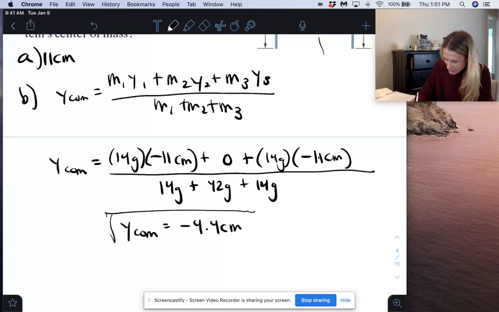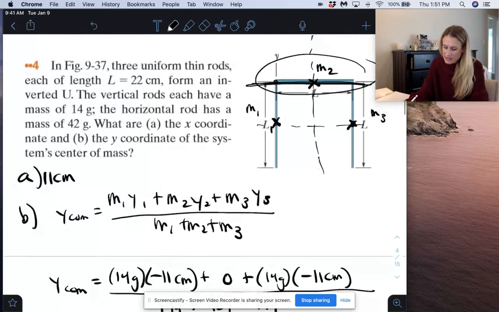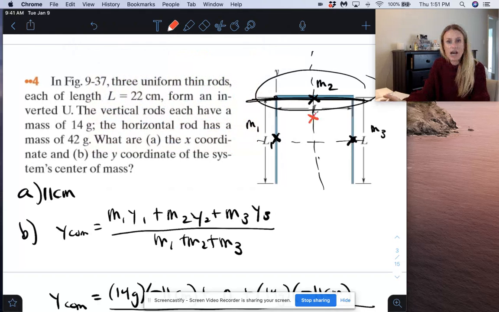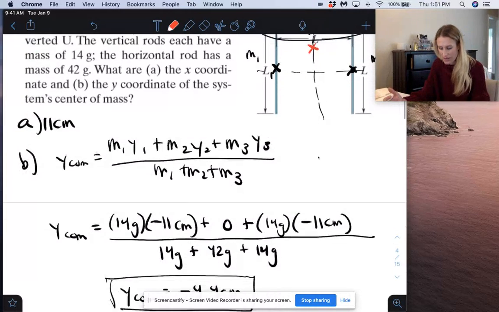And this makes sense, right? Because that means that our center of mass is closest to that top rod up there, because the y coordinate of that top rod was 0, and that top rod is the heaviest thing in this system right here. So the center of mass should be close to that top rod because it's so heavy.